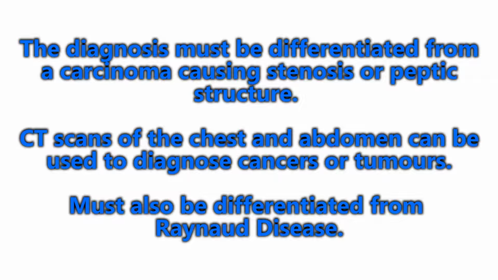For the diagnosis of achalasia, it also must be differentiated from a carcinoma causing stenosis or peptic stricture. CT of the chest and abdomen can be used to diagnose cancer or tumor. And then you also must differentiate from patients with systemic sclerosis or Raynaud's disease, which can also cause other problems in the esophagus.